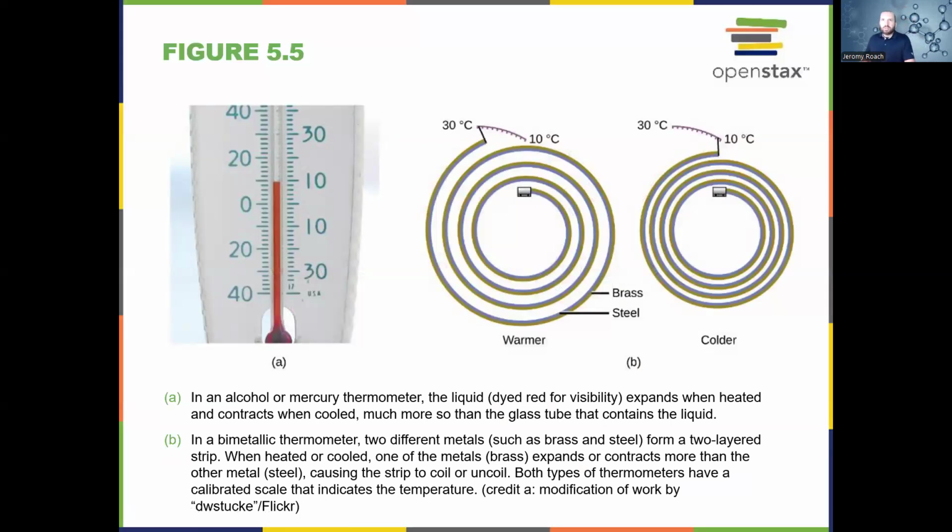Thermometers, there's two thermometer types. There's a liquid thermometer, that expands and contracts based on temperature. And then there's something called a bimetallic thermometer. They coil or they uncoil based on how these two metals respond to heat. But ultimately, both of them rely on thermal expansion to measure temperature changes.